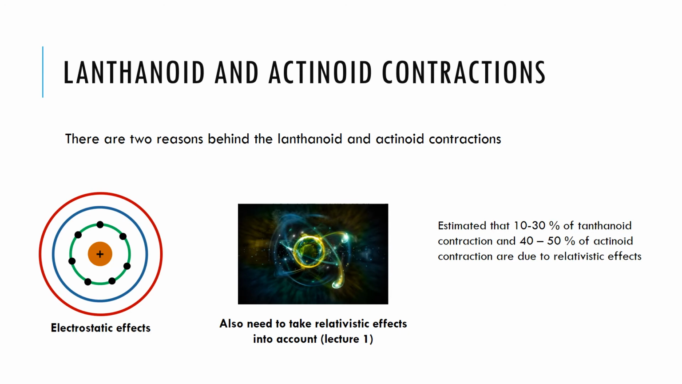So you can see the big impact that these relativistic effects have on the metallic and the ionic radii of these elements. It's not just the fact that we're increasing proton number and increasing effective nuclear charge, and that these 4f and 5f orbitals are quite poor at shielding that increase in nuclear charge. There is another component at play here, and it's these relativistic effects.